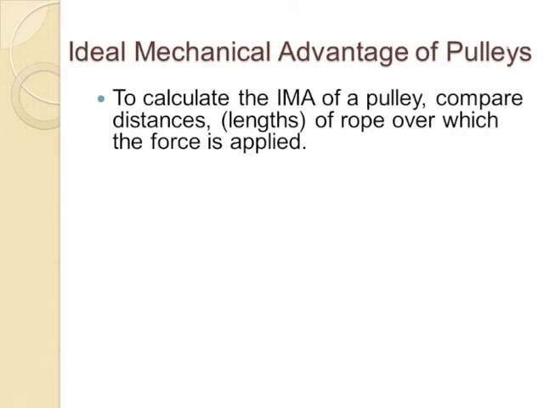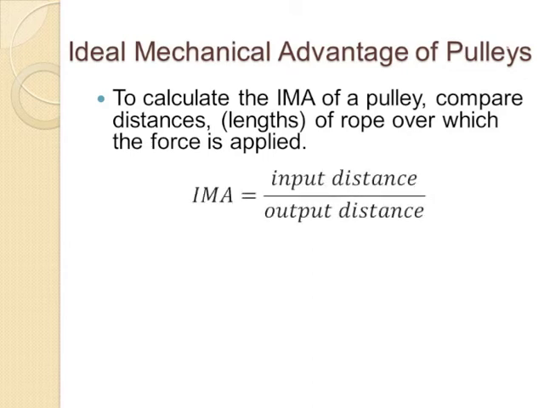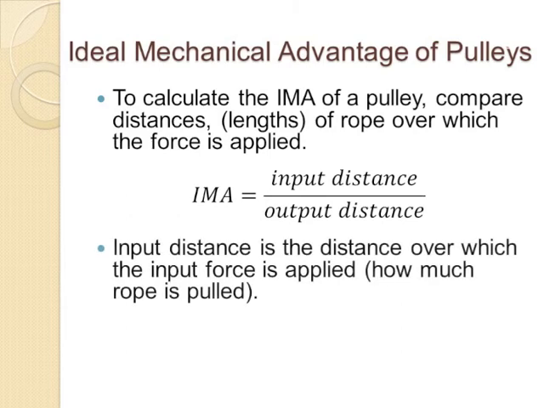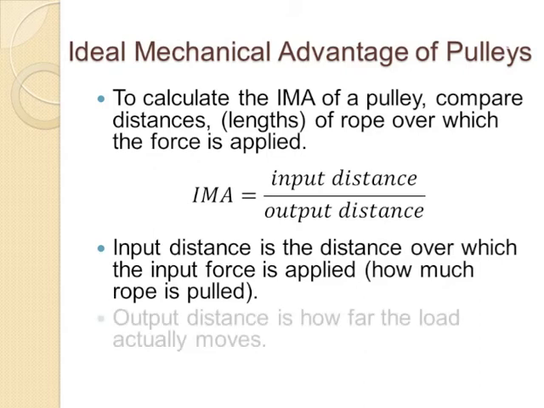Let's look at the next simple machine, a pulley. To calculate the ideal mechanical advantage of a pulley, we compare distances or lengths of rope over which we apply the force. So, the ideal mechanical advantage of a pulley is the input distance, in other words, how much I have to pull the rope, divided by the output distance, in other words, how far the load actually moves.